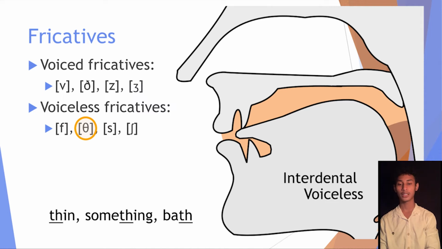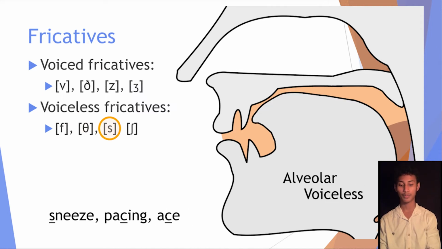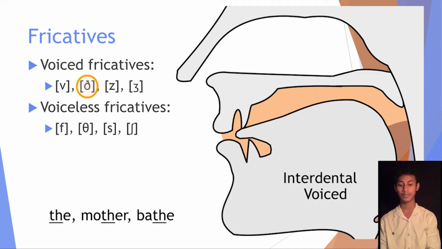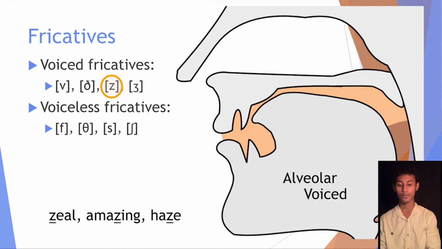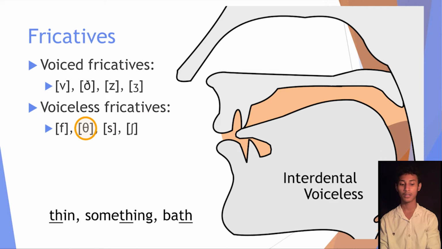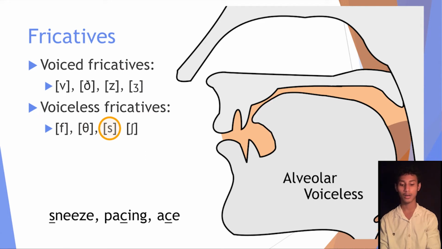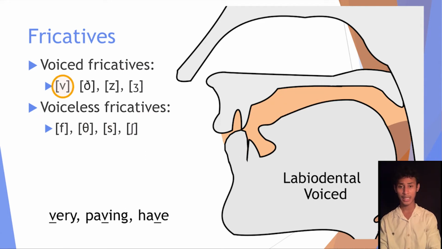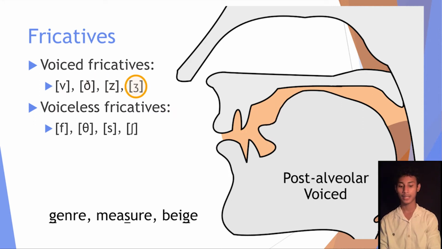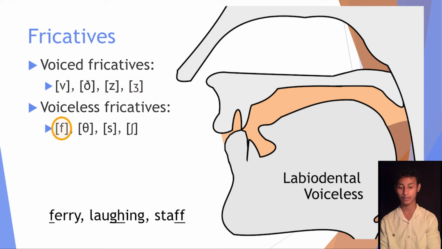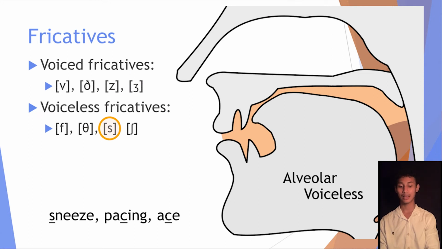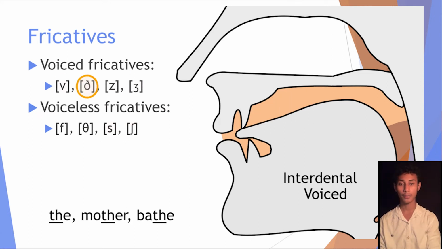Voiced sound is sound that produces vibration in the vocal cords. Voiceless sound is sound that does not produce vibration in the vocal cords. P is a voiceless, labial, stop consonant. And T is a voiceless, alveolar, stop consonant.